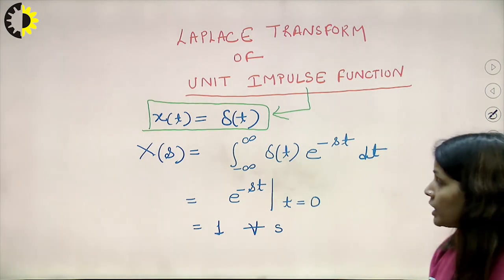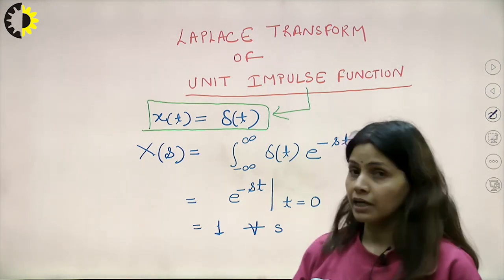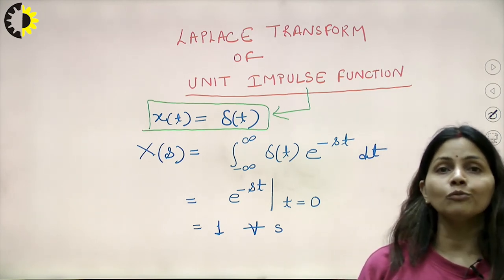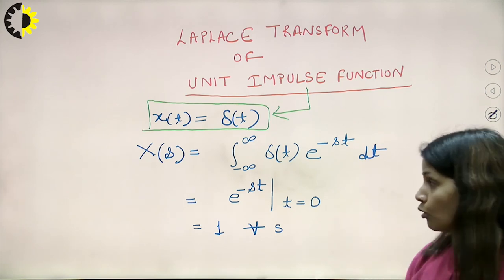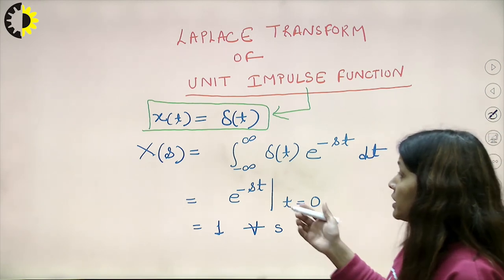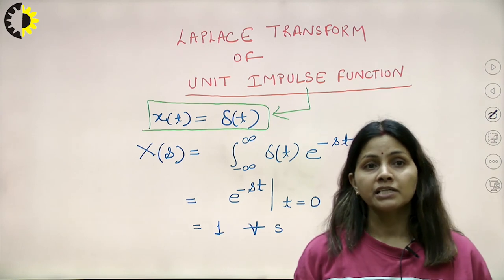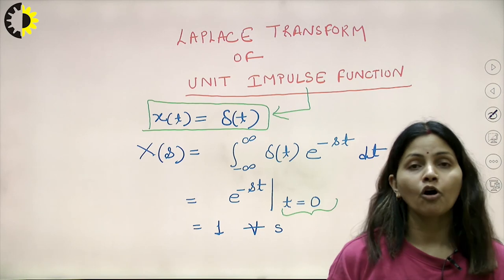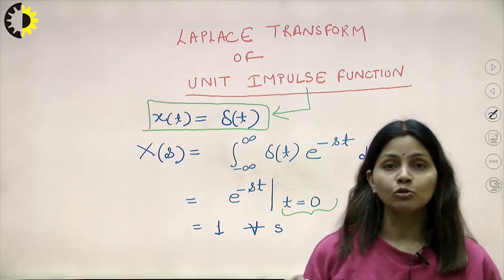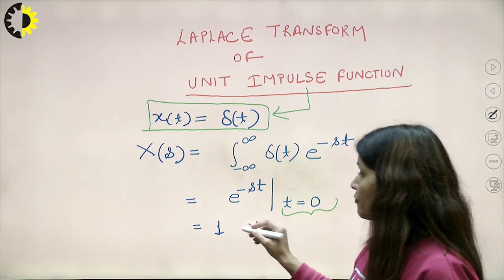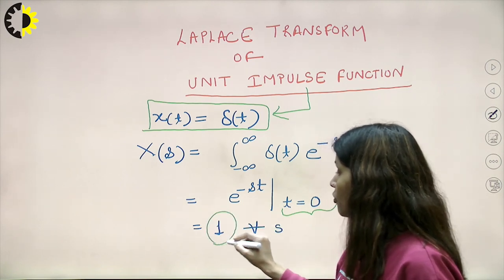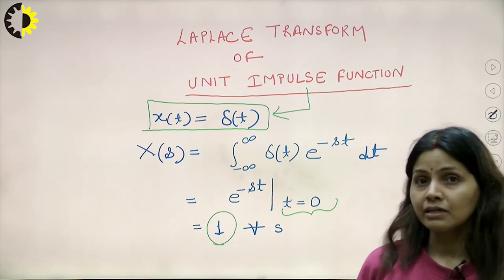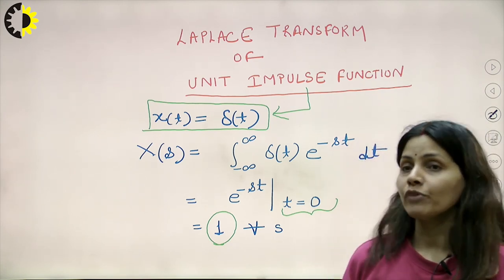So, if I calculate the integration from minus infinity to infinity, since the impulse function is having the value only at t is equal to 0, this complete integration results in e raised to the power minus st, which is evaluated only for t is equal to 0, and hence the value comes out to be 1 for all s. For all s, this integration is resulting to unit value.